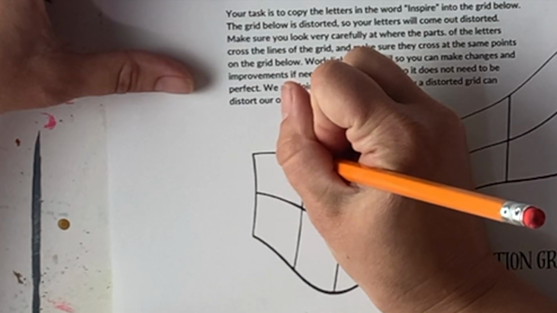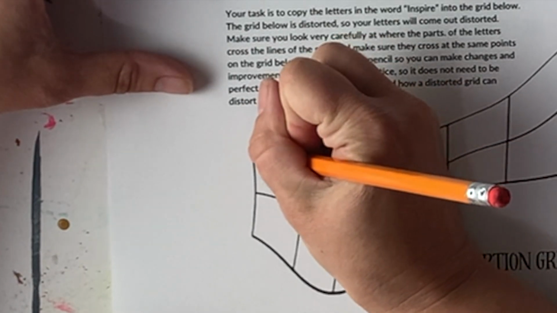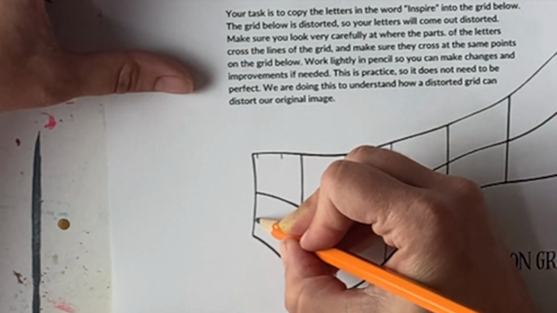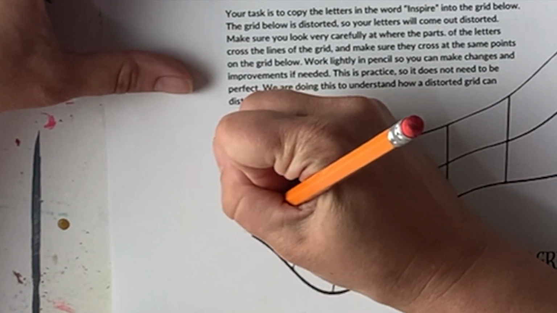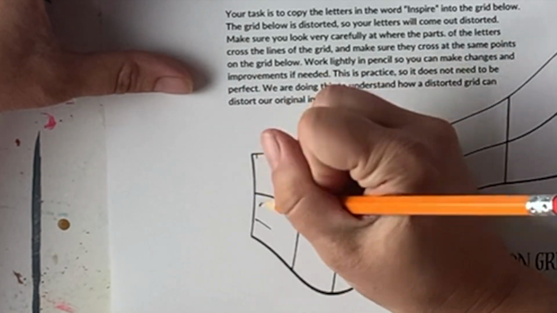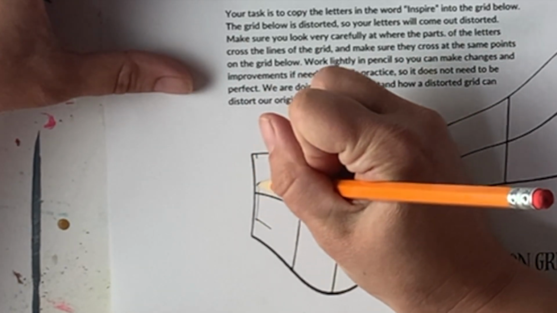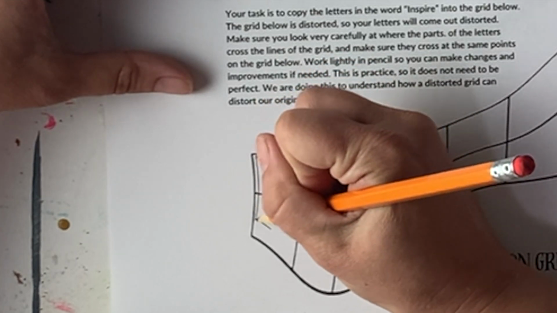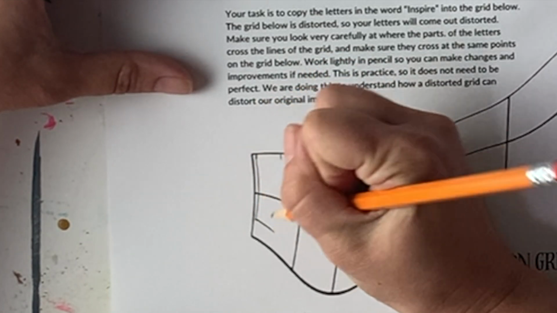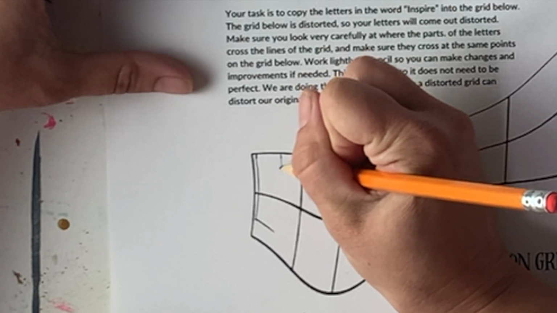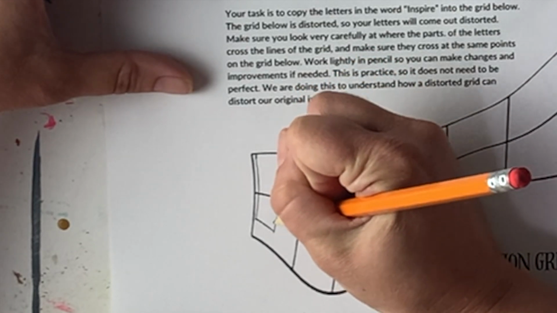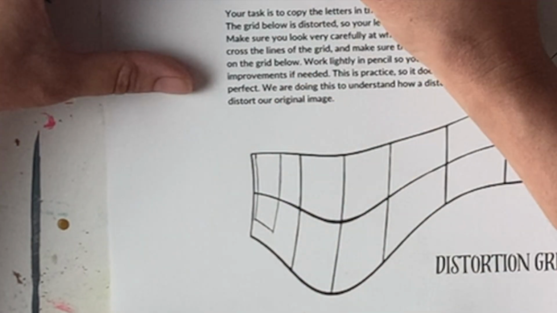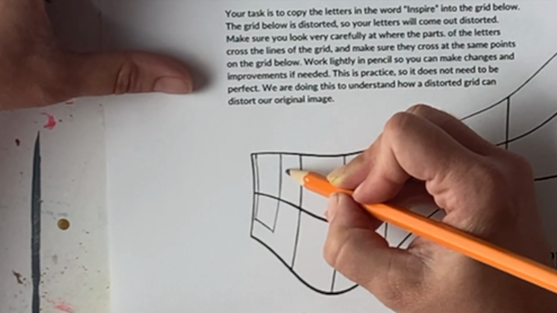So I'm going to use the grid as a guideline for where certain parts of the letter should be. I just marked off where the top and the bottom of the I should be within the grid. But because my bottom grid there is distorted, I would then draw the I following the distorted grid rather than the straight grid.